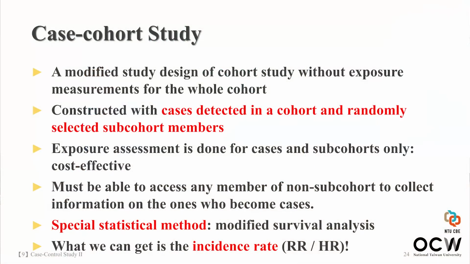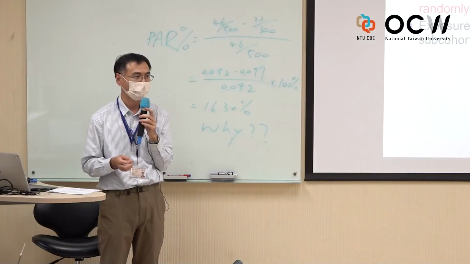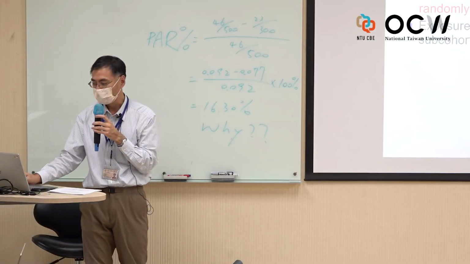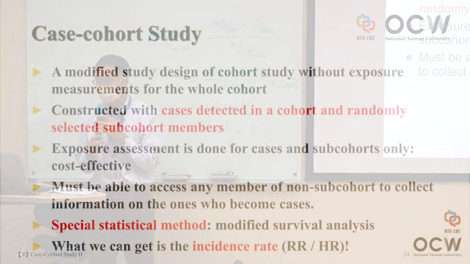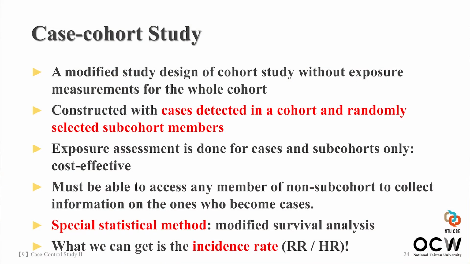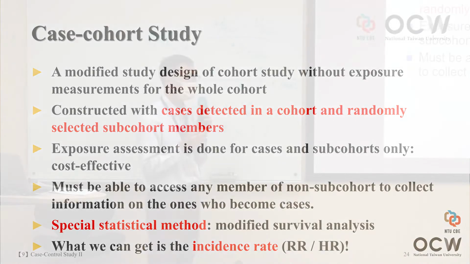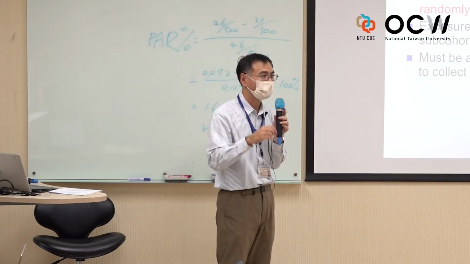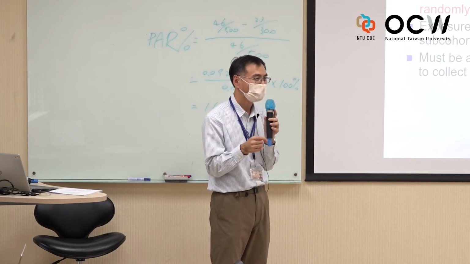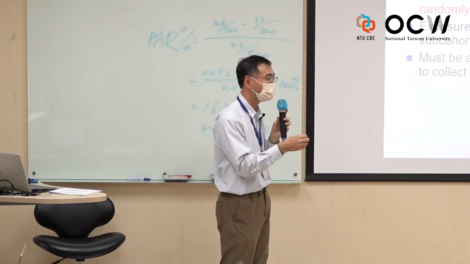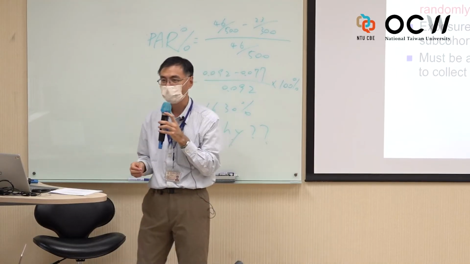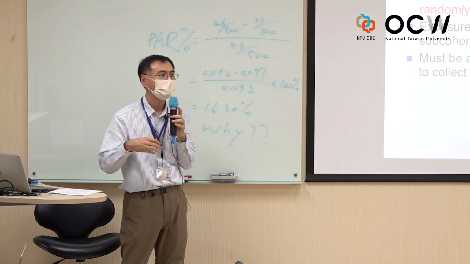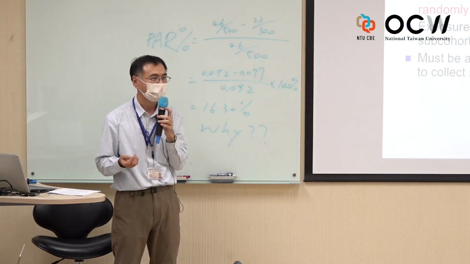The exposure assessment is done for cases and controls only, so it's cost-effective, exactly the same as the nested case control study. And it must be possible to access any member of the non-subcohort to collect information on the ones who become cases. Because it is an ongoing cohort, you have to make sure that you could access every single one. Then you simply collect the information from the cases with the disease and the subcohort. If you cannot access every single one, then you cannot get the extra information you need.